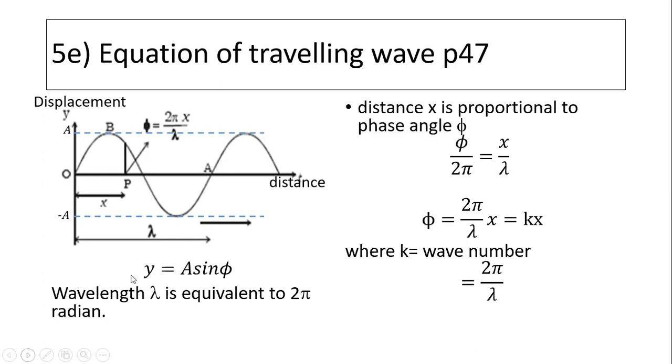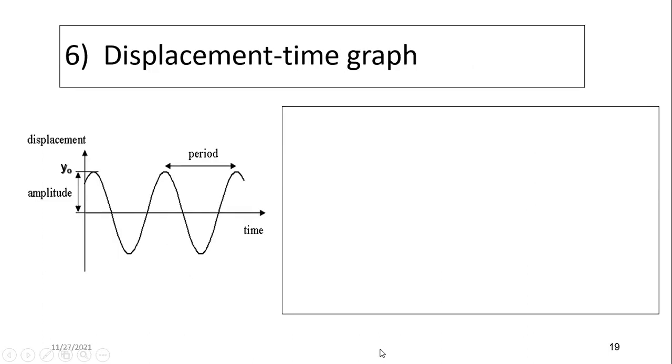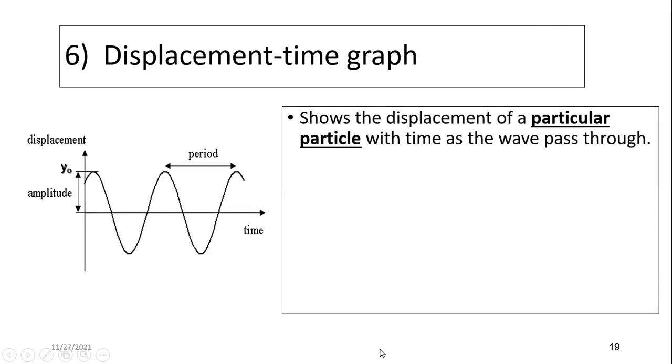Any comment? So we can replace this one with our kx. Right? The displacement diagram shows the displacement of a particular particle with time as the wave passes through. Here we are concentrating on one particle, how it changes with time, how it vibrates with time. That's all. It can be in different positions. It doesn't have to be all the same graph, but this is only for a particular particle.